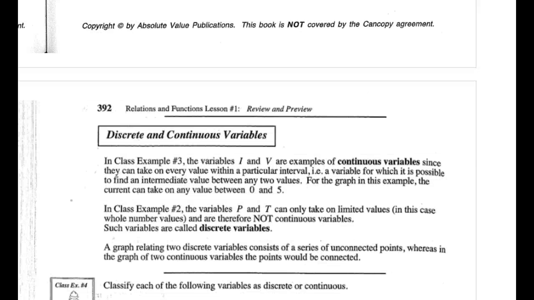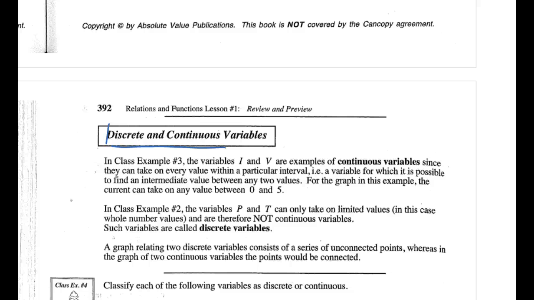And I'm going to quickly talk about discrete and continuous variables. In the previous case, we had toothpicks and triangles as the variables. But we're going to look at the difference between discrete and continuous variables. Let's look at the definition first, and then we'll talk about it.